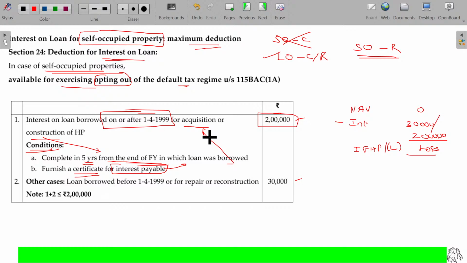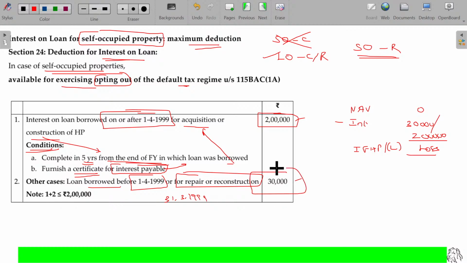If these conditions are satisfied, you can go for the higher deduction of 2 lakhs. Else, it's only 30,000 rupees. So it applies to a newly constructed or purchased house property, and construction should be completed within 5 years. Not for renovation. In case of repair, reconstruction, renovation, or a loan borrowed on or before 31st March 1999, the limit is only 30,000 rupees.